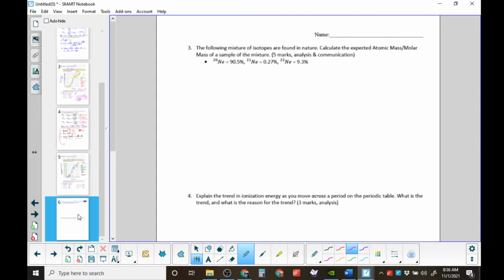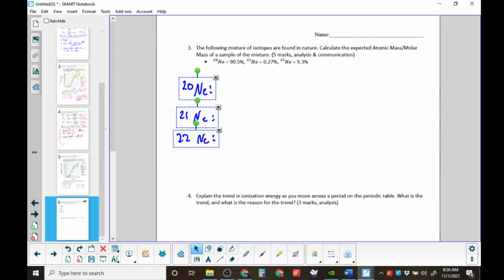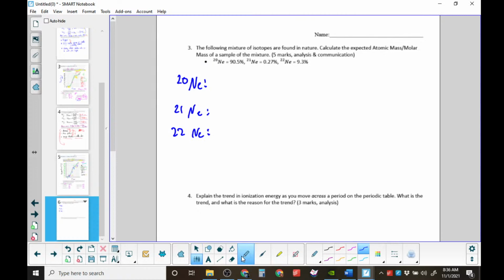The following mixture of isotopes are found in nature. Calculate the expected atomic mass, molar mass of the sample or mixture. So we have 20 neon, 21 neon, and 22 neon. So you have 90.5% over 100% times 20. Do that all 3 times.